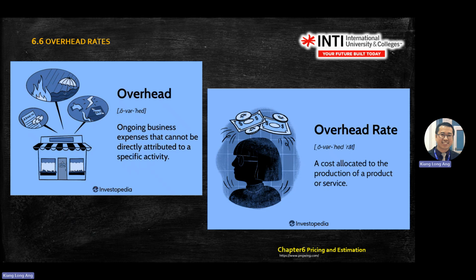So there are two different terms here, overhead and overhead rate. Rate deals with time. Overhead is ongoing business expenses that cannot be directly attributed to specific activities, but the overhead rate is a cost allocated to the production of products or services.